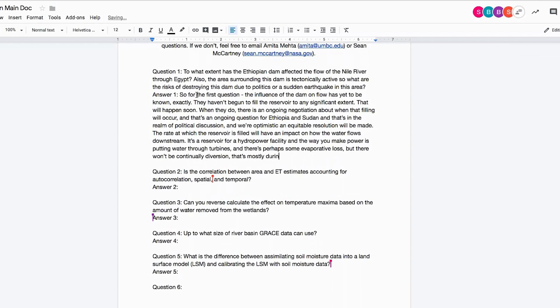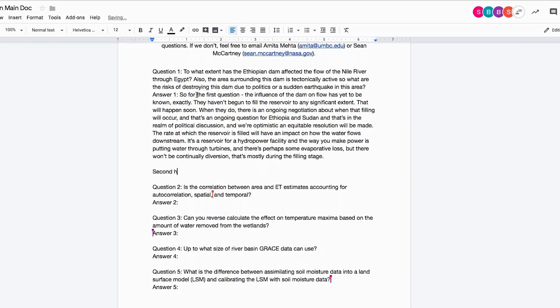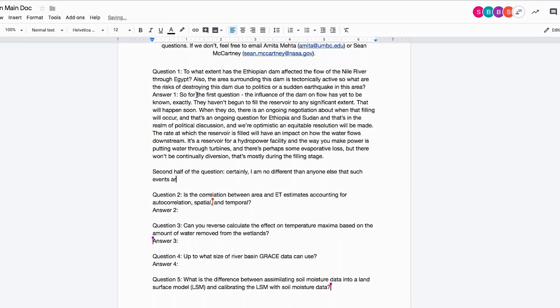Now, when it comes to the second half of that question about the stability of the dam, and some saber rattling that has gone on about perhaps attempts to destroy the dam, certainly I am no different from anyone else in hoping that such events are avoided. I do not have the expertise to comment on the structural stability of the dam when it comes to tectonics. That is something that certainly people are looking into, but I'm afraid I can't comment any further.